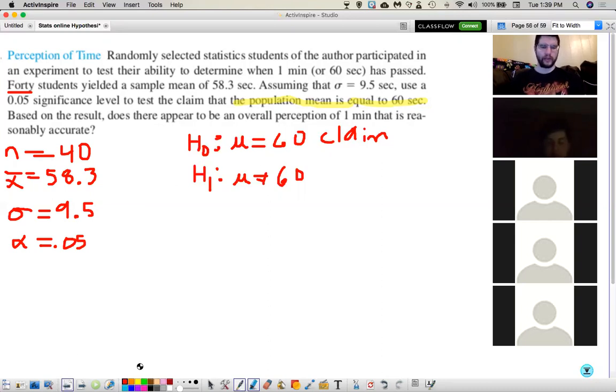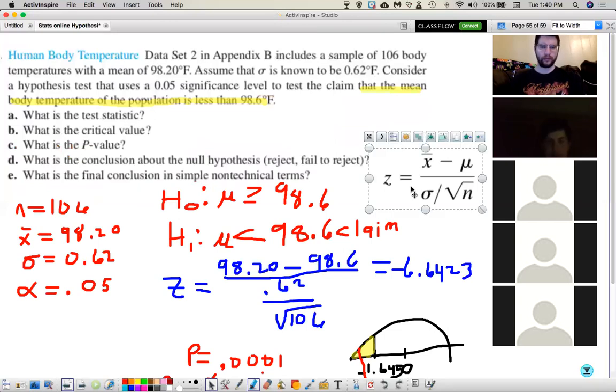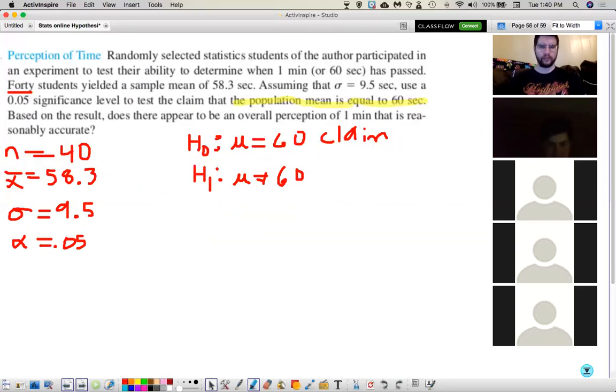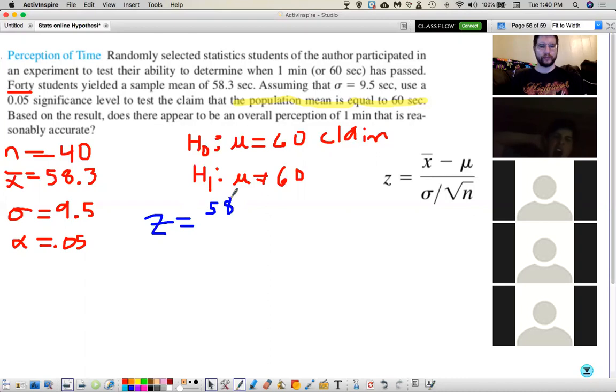Let's get that test statistic back. That's the formula. And let's plug in the numbers. So no matter which method you're using, you find the test statistic first. That's your first step. Well, after writing everything down. X bar, 58.3. Mu, 60. Sigma, 9.5. And N is 40.